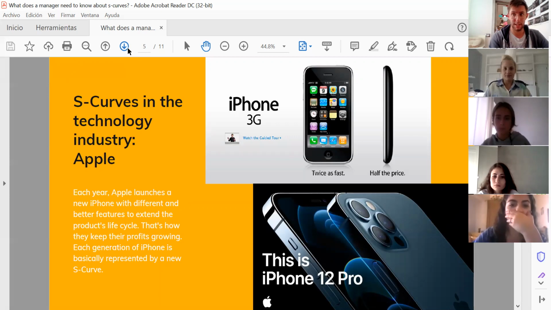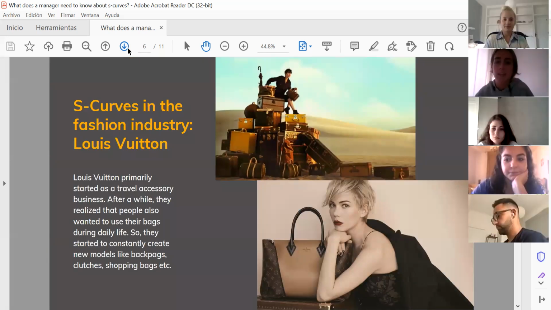The first example we are going to show you in the technology industry is the example of Apple. Apple has become very famous because of its routine of launching a new iPhone every year, every time with different and better features to expand that product life cycle. And that's how it not only keeps the company's profit growing, but also shows how in each generation of iPhone there is a new S-curve.